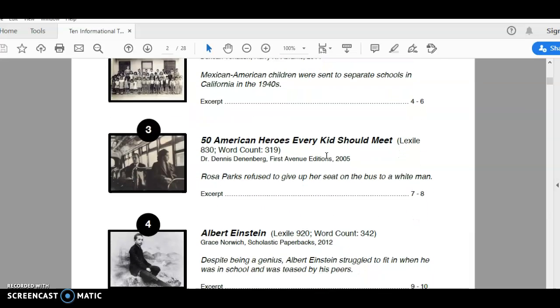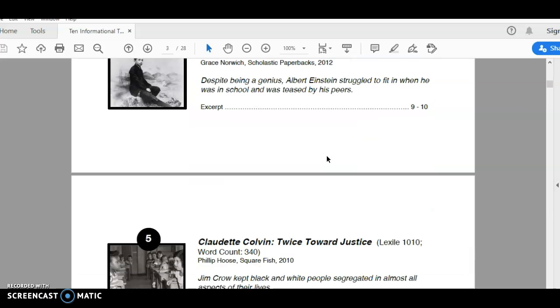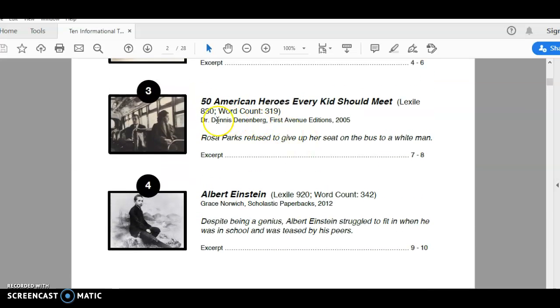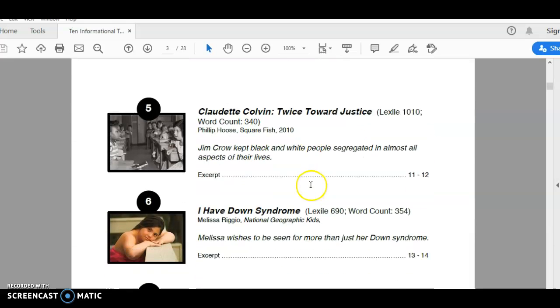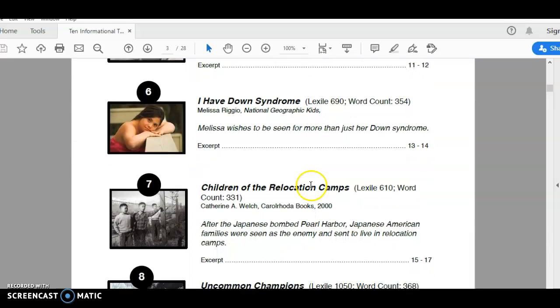If you come down and you look, some of these are going to be kind of your average 4th grade level reading, right here in like the 800s. And then you come down here, there are some that have Lexile levels here. You see 690, 610, those are going to be a little bit easier to read.